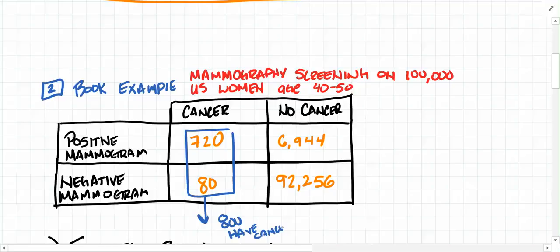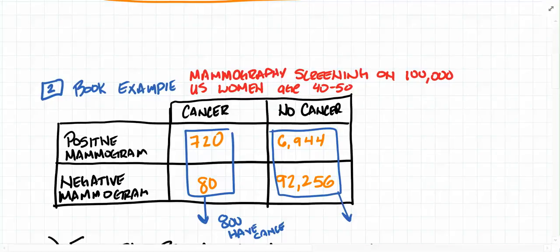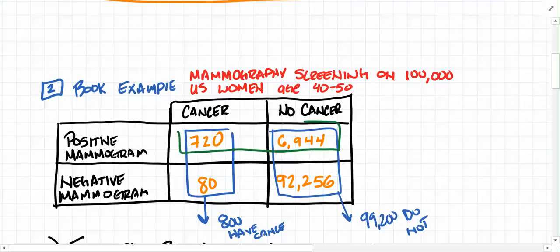What about this column here? If I add these two numbers up, what would the sum represent? A large number. Let's be a little bit more specific than a large number. 99,200. What does that number represent, though? Do not have cancer. Now let's add up the rows. If I add the 720 and the 6,944, what number does that give me?